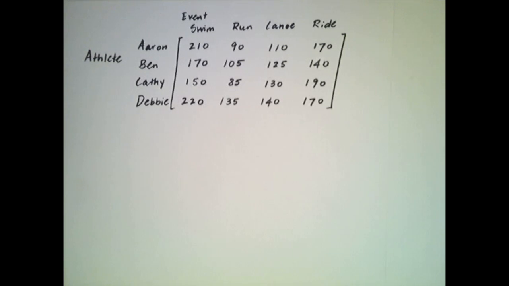In this question, we have 4 people who are going to compete in a relay team. It's basically a marathon where we've got 4 different events. We've got a swim, a run, a canoe leg, and a bike ride. And in this matrix, you can see the time that each person can achieve.